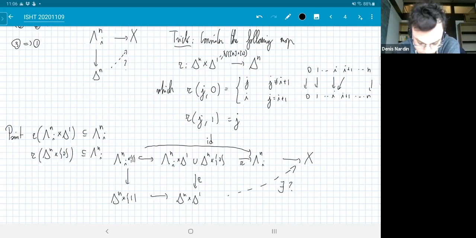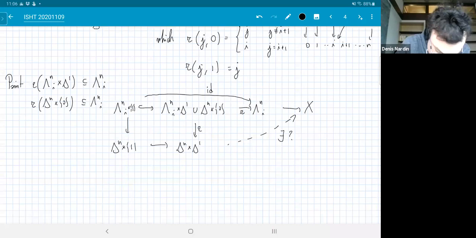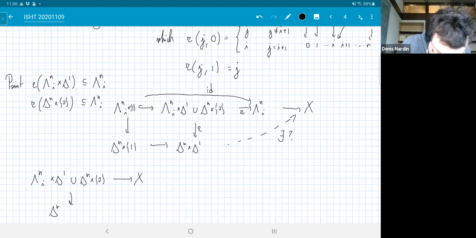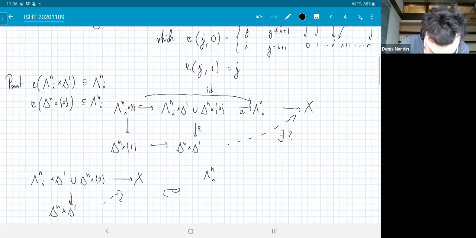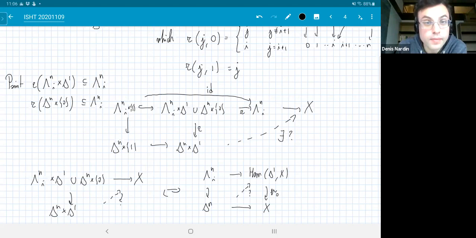So why does this lift exist? Well, if you look at it, now we have this guy and want a lift to exist. And this is by the adjunction again, the same thing as a lift like this. Because you have this component here, lambda n I times delta 1 gives you exactly this piece here. The restriction to this guy here gives you exactly this lift here, and the fact that they agree tells you that the diagram commutes. Okay.